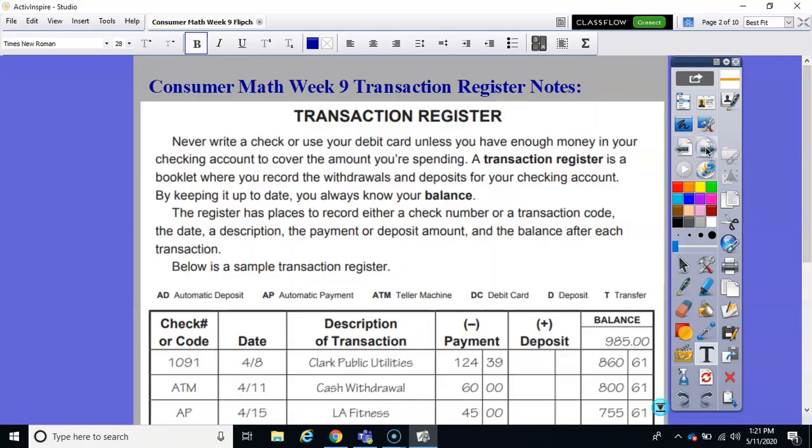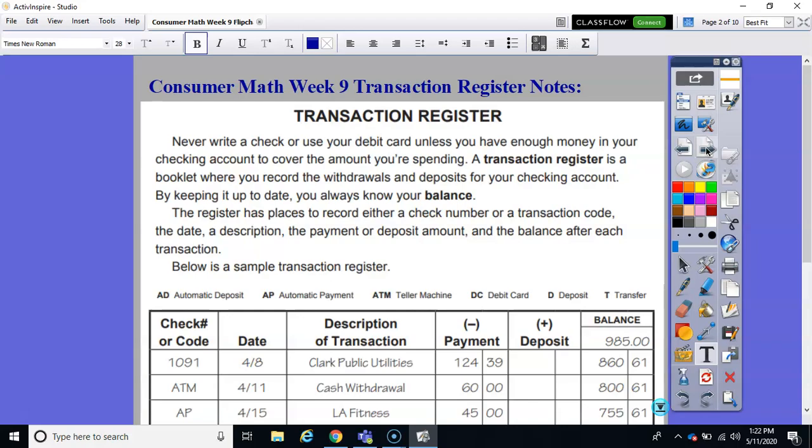So, to get started, we're going to start with our transaction register notes. I'm going to read through the notes and then elaborate on anything that I think needs elaborating on. So it says, never write a check or use debit cards unless you have enough money in your checking account to cover the amount that you're spending. A transaction register is a booklet that you're given when you open an account to record your withdrawals and your deposits for your checking account.